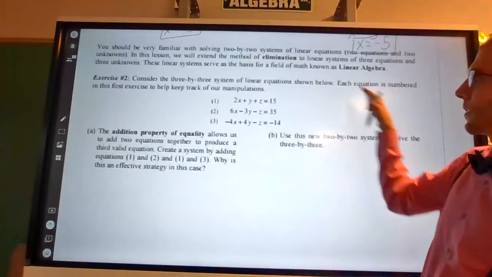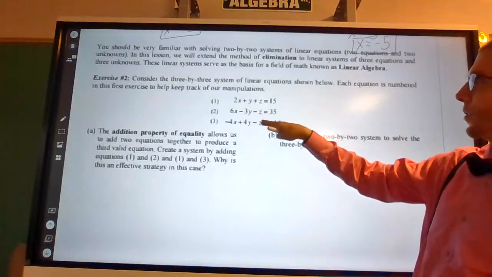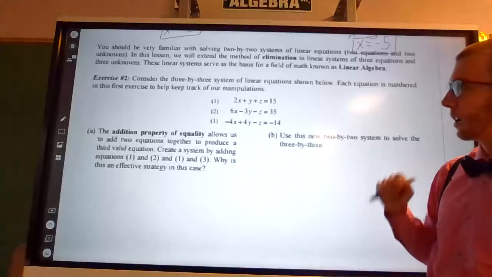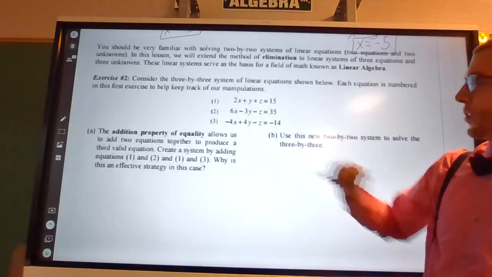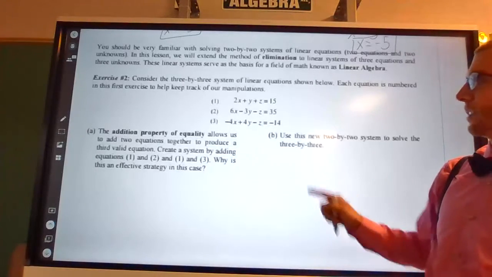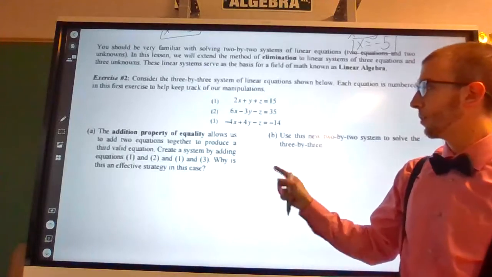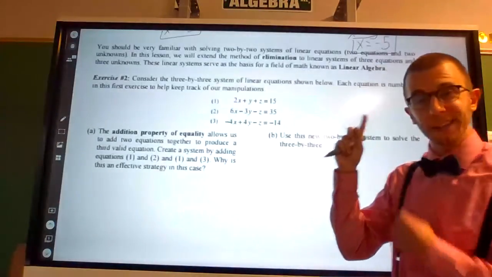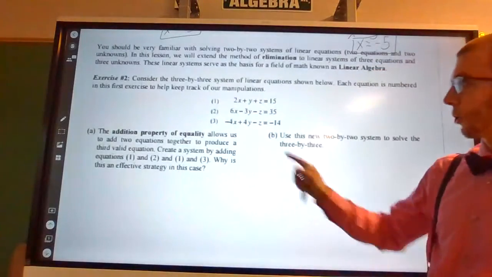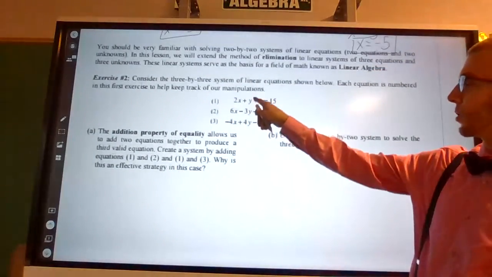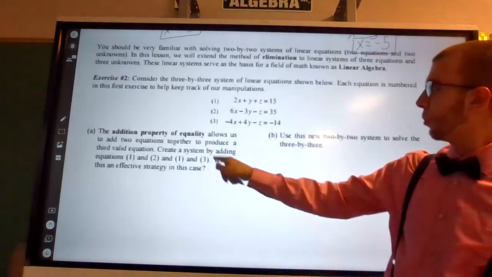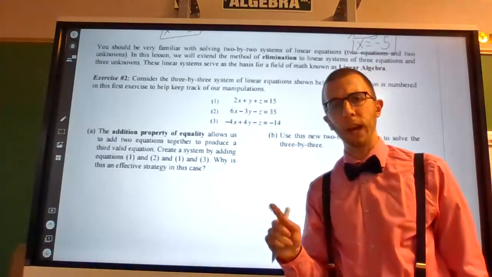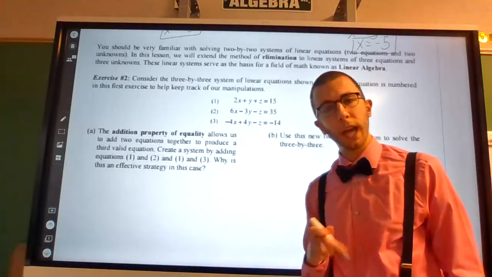Okay, let's see. Each equation is numbered in this exercise to help keep track of our manipulations. All right, just like I numbered up above. The addition property of equality allows us to add 2 equations together to produce a third valid equation. Right, that was what I showed in the second method above. Create a system by adding equations 1 and 2 and 1 and 3. And then they asked, why is this an effective strategy in this case? So let's see what happens here.